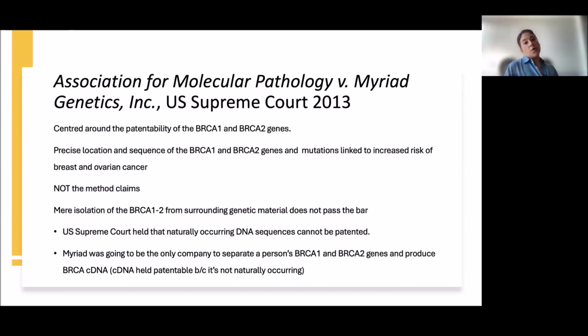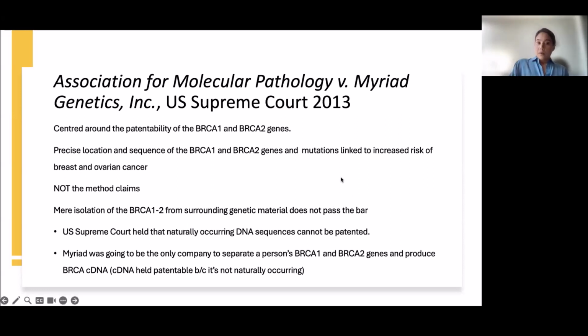And these genes, and the related mutations, were linked to an increased risk of breast and ovarian cancers. So it was pretty important for women's well-being and healthcare, and the costs of healthcare for women in the US in this case.